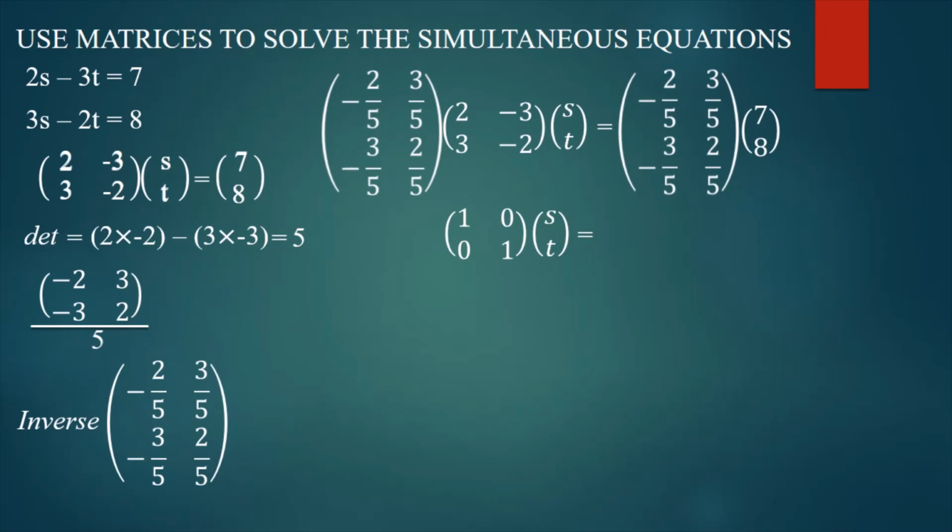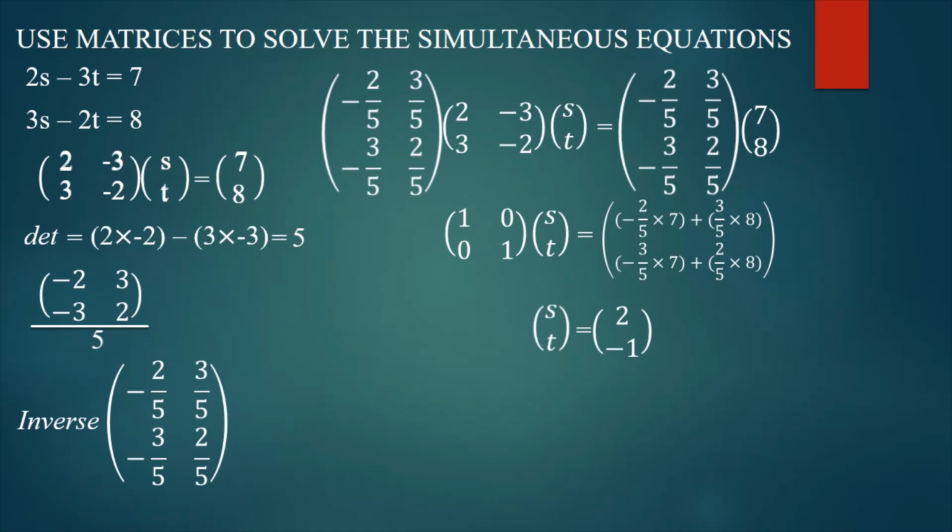a multiplication of the inverse and the matrix, which will give us -2 over 5 multiplied by 7 all through, and at long last you'll end up with our S and T giving us 2 and -1. So therefore we can say that the value of S is 2 and the value of T is -1. So after finding out that S is 2 and T is -1, you have to write it and specify that the value of S is 2 and the value of T is -1.